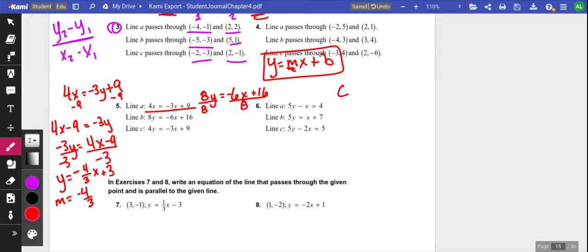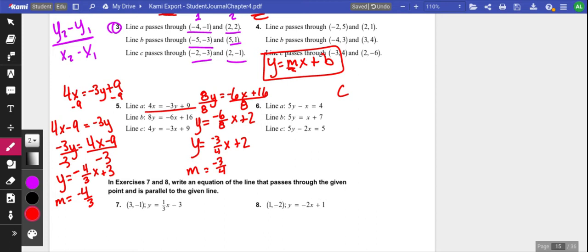Okay, so those 8s cancel out. I just have y. So I've got negative 6 eighths times x. Okay, 16 divided by 8 is 2. And then let's simplify that fraction. I'm going to have negative 3/4 x plus 2. My m here is negative 3/4. Okay, that looks like it's trying to trick me because it's close to the other one, but not quite.